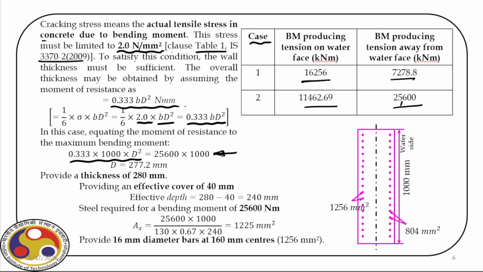So if you equate this for B equal to 1 meter, then we get the total depth D as 277.2 millimeter. So what we do, we provide 280 millimeter thickness. Then if the effective cover is 40 millimeter, the effective depth small d is 240 millimeter. Now using this for the demand of 25,600 Newton meter, we can find out the steel, and that is here. So the steel requirement is 1225 millimeter square.